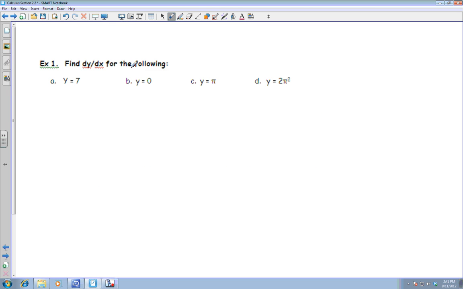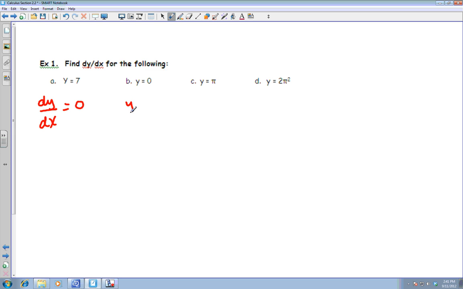Find dy dx for the following. So remember, this is just one way, one symbol to find the derivative. It's dy because I have y's in my problem. It's dx because if I had variables in my problem, I'm in terms of x. So I want to find dy dx. So one way I could write that, the derivative of this y. So I want to find the derivative of 7. 7 is a constant, so just like any constant, the derivative is 0.